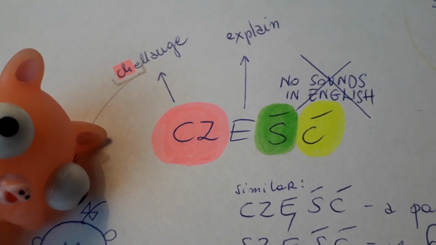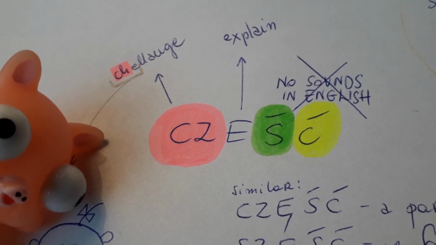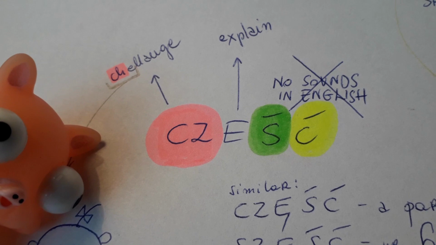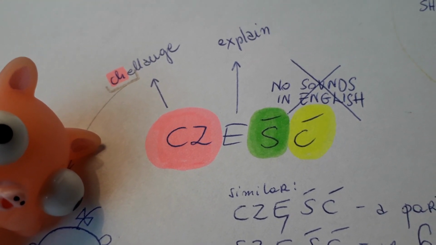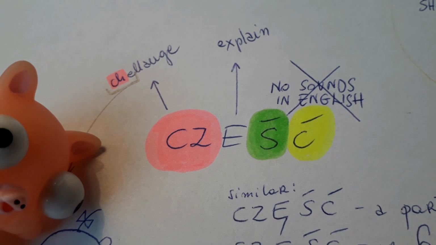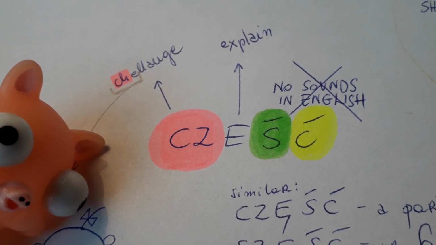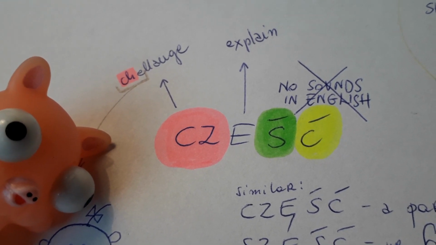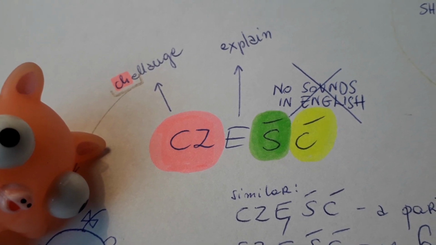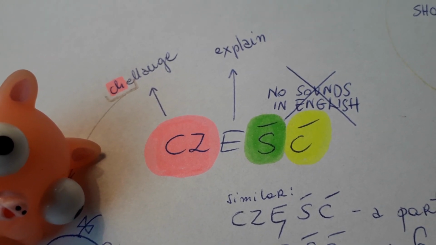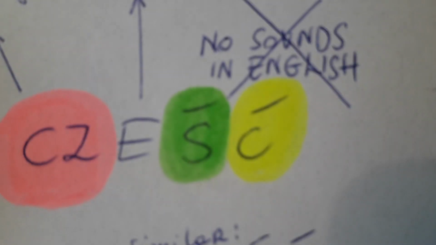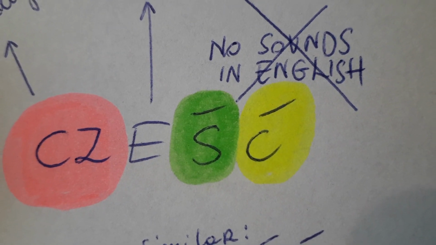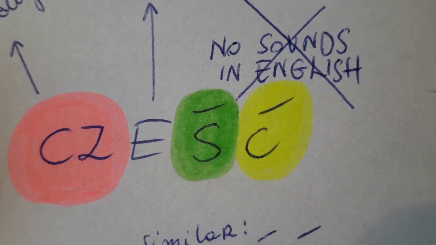I think I don't have to say any word about e. You know how to pronounce it, so I will skip it. Also the sound tr, you know from English words like challenge or church. So we will focus only on these two terrible letters because you have no sounds like that in English.